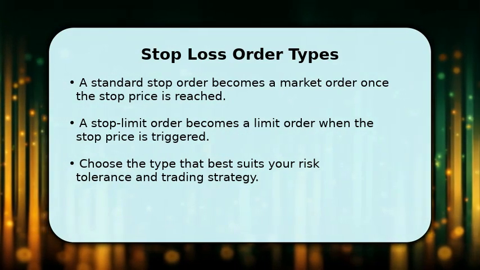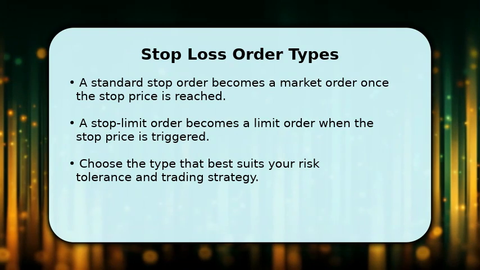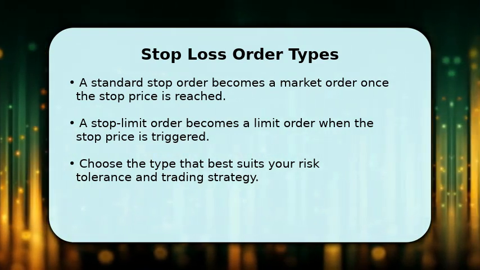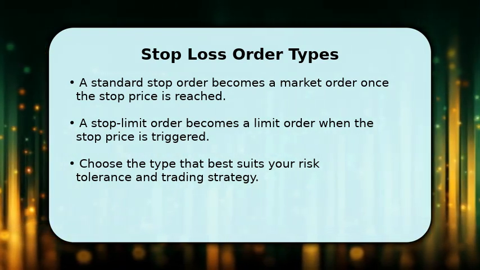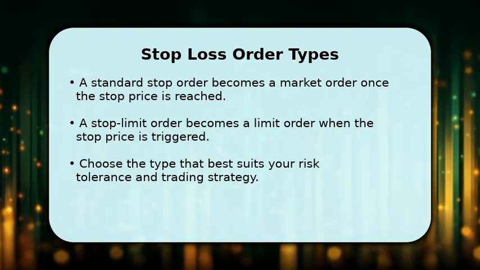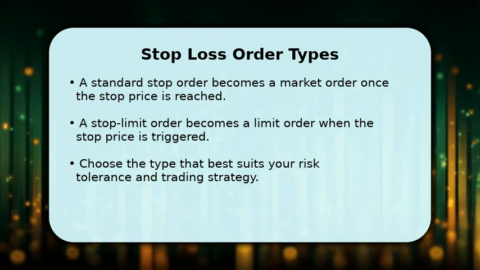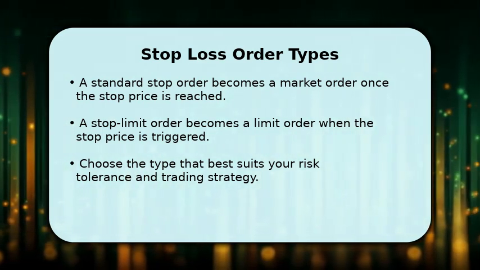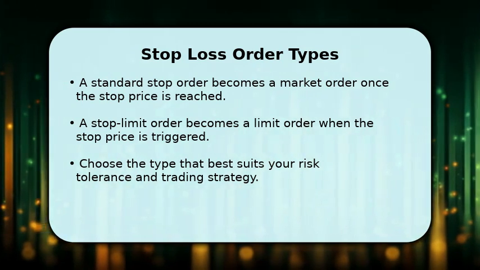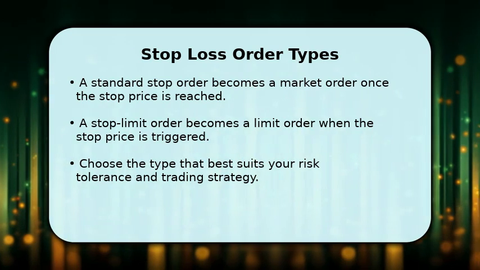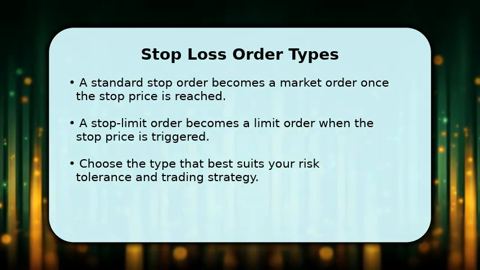Etrade offers two primary types of stop-loss orders, the standard stop order and the stop limit order. A standard stop order, once triggered by your specified stop price, converts into a market order, aiming for immediate execution. Conversely, a stop limit order, upon reaching the stop price, transforms into a limit order, ensuring it's only filled at your limit price or better. Understanding these differences is key to effective risk management.